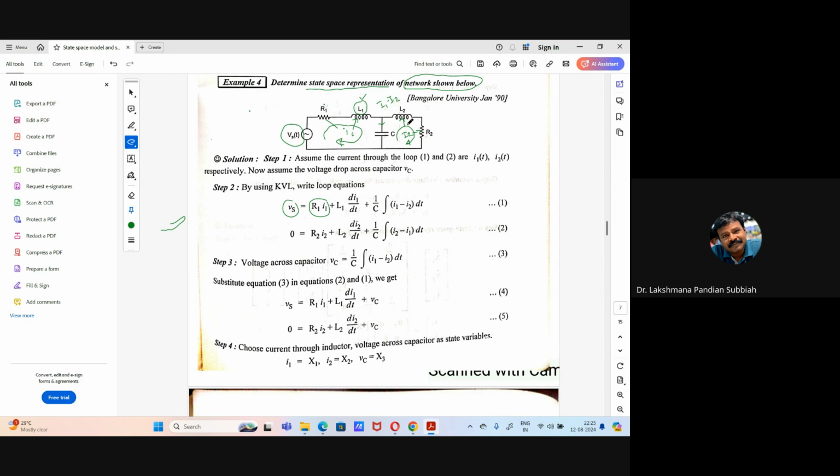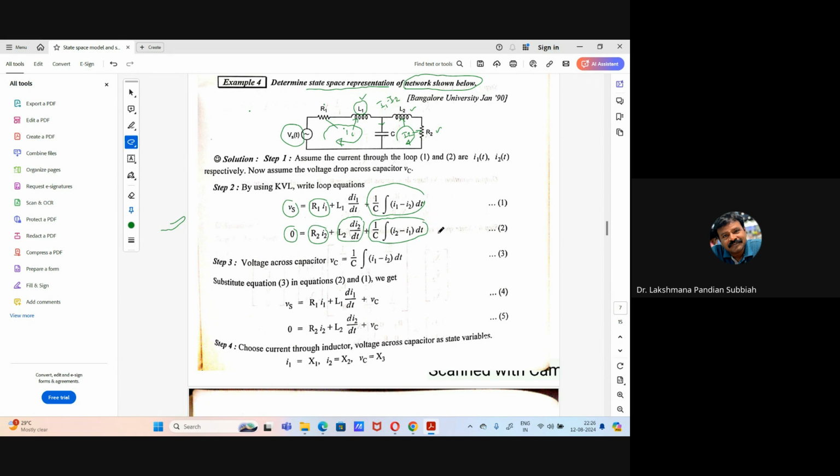Then in the second loop there is no source, so you put it as 0. The current flow is I2. The voltage across the resistance R2 is R2 into I2. The voltage across the inductor is L2 dI2 by dt, because only the current I2 flows there. Then the capacitance is the same one: whatever the voltage drop there is, it is common and shared by both loops. There is no change.